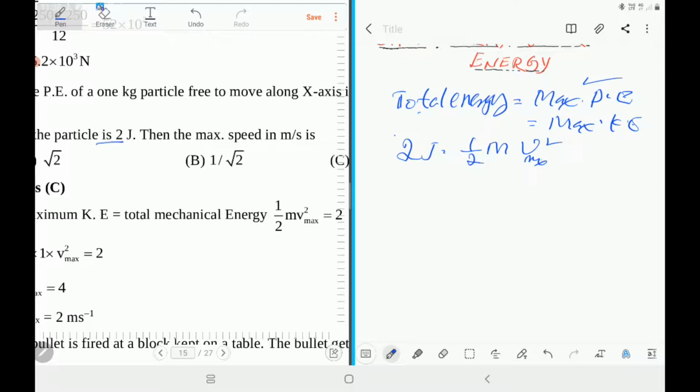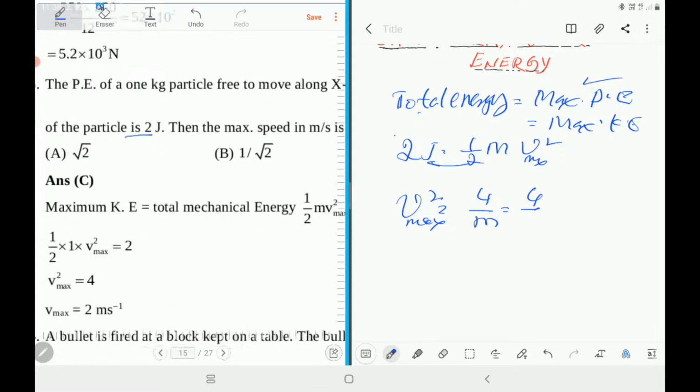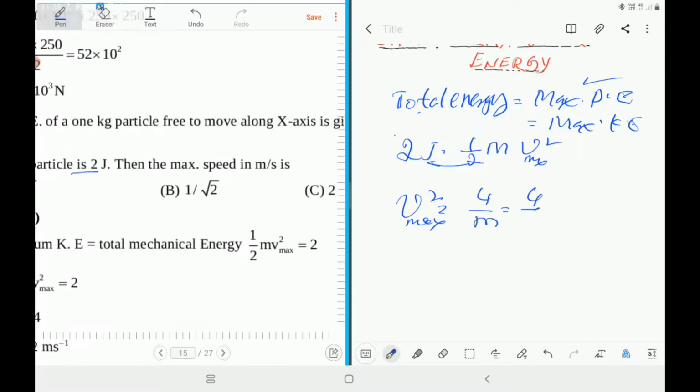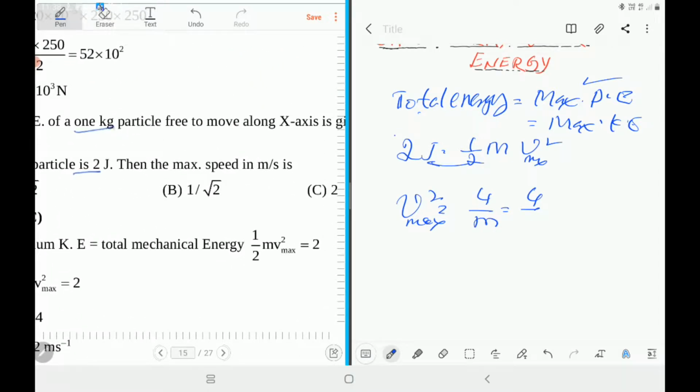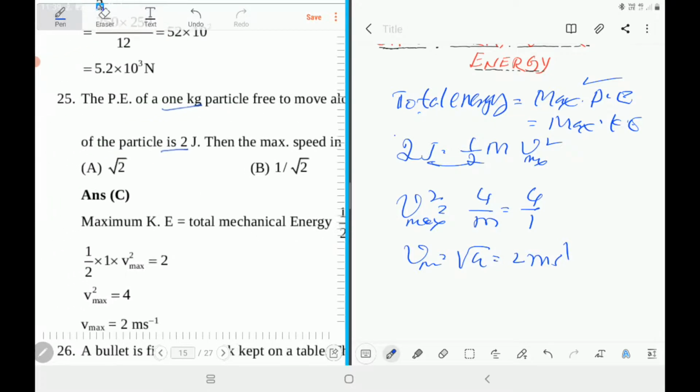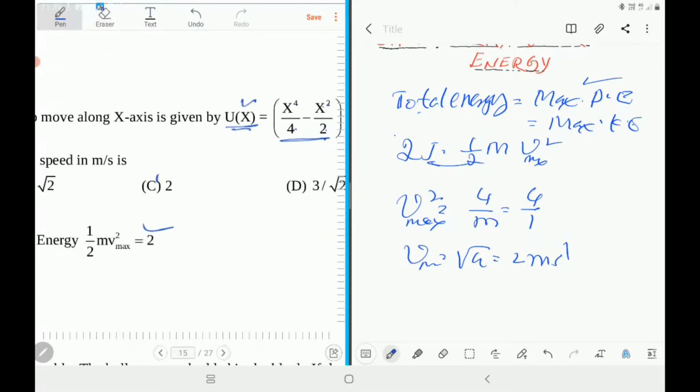That's it. You want to find maximum velocity, so you solve for it, cross multiply. 2 times 2 is 4, divided by mass. The mass of the body is 1 kg. So what is the value of V maximum? Root 4, which is equal to 2 meter per second. So the answer is 2 meter per second. Option C, right?